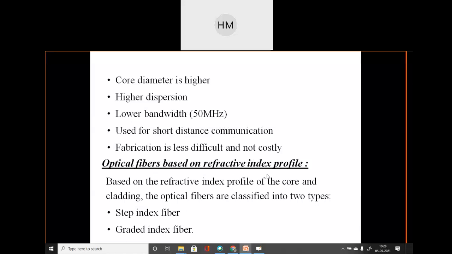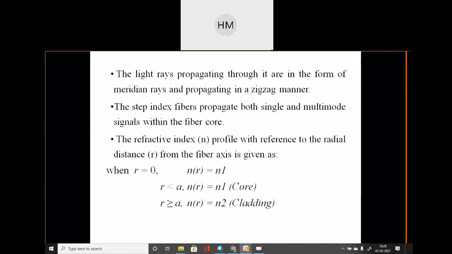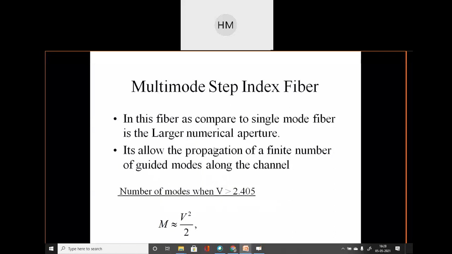Optical fibers based on refractivity. We can define optical fiber in various ways. We can classify them on the basis of refractive index profile, and on the basis of the number of modes propagating within them. So the first classification is step index and graded index fiber. Step index fiber we have discussed thoroughly. In multimode step index fiber, the number of modes propagating, if you have not written some points, you can write from this slide. How many modes will propagate in multimode step index fiber, and what is its cutoff normalized frequency?